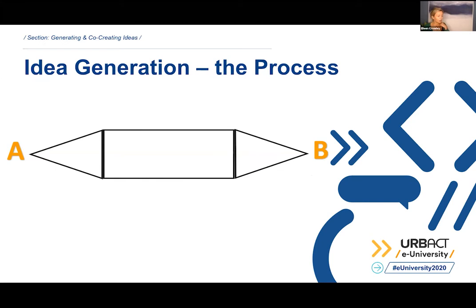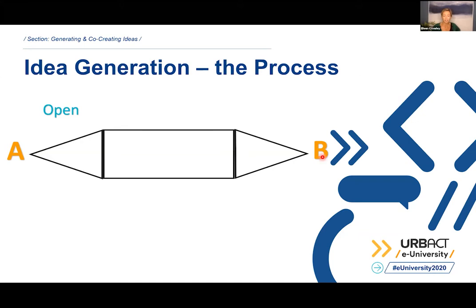And if we look a little bit more closely, we can see that it has 3 shapes. It has a triangle here at the beginning that starts narrow and goes wide. It has a rectangle here in the center. And then it finishes off with another triangle that starts wide and goes narrow. So these 3 shapes represent the 3 stages of an effective idea generation process. We have the opening stage, the exploration stage, and the closing stage.